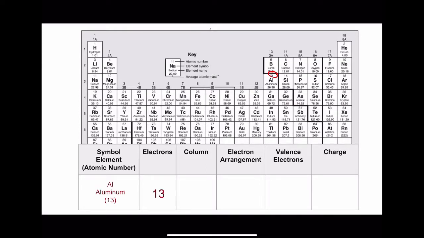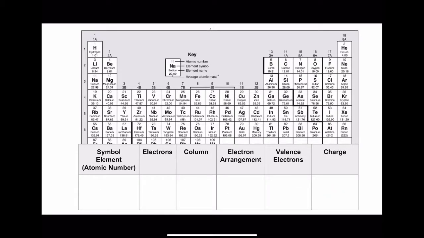So with aluminum, 13 electrons, we're in group 3, which means we have 3 electrons in the outer shell, or 3 valence electrons. And as we just labeled, the charge on anything in this column is going to be positive 3. Moving right along to silicon, element number 14, 14 electrons, group 4. The electron arrangement means we have 4 electrons in the outer shell. 4 valence electrons is determined by the column number. And for charge, this is that weird column where we get plus or minus 4.